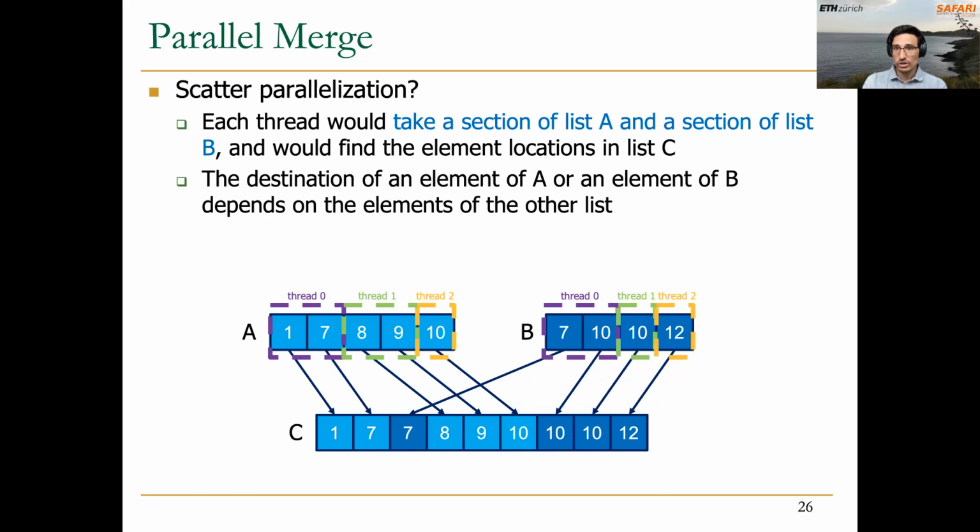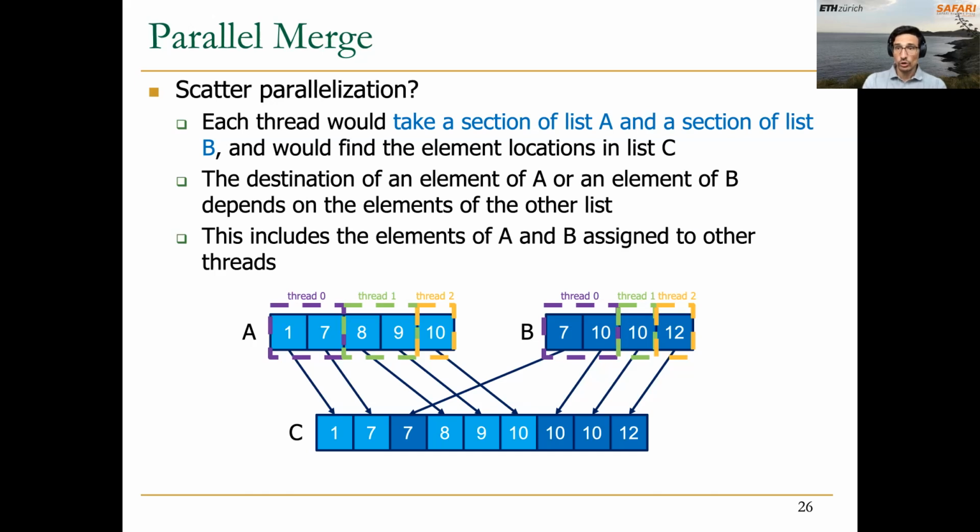However, the problem here is that the destination of an element of A or an element of B depends on the elements of the other list. And also depends on the elements of both lists that have been assigned to other threads. So for example, the relative order of these two elements, 7 and 8 here, is going to be quite difficult to find because 8 has been assigned to one thread, thread 1, while this 7 has been assigned to a different thread, thread 0. So in order to do the right operation and to write the elements at the corresponding place of the output array, we will need to communicate across threads in some way. And that's probably pretty challenging, and we don't have a systematic way of doing this communication and the parallelization.